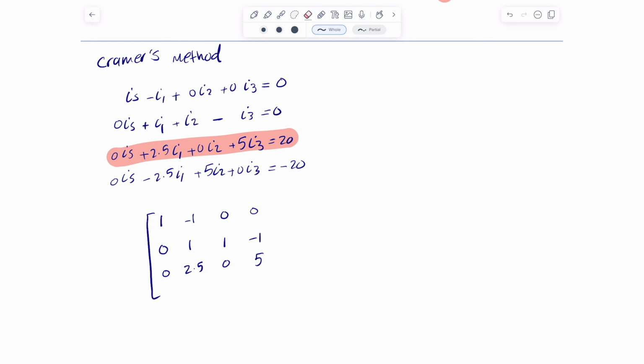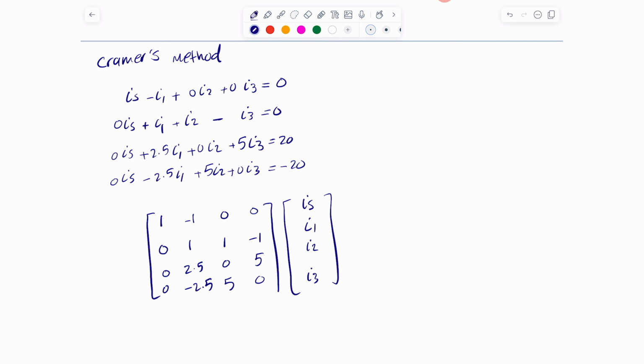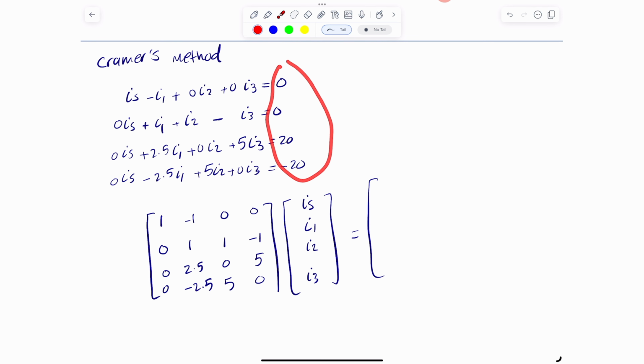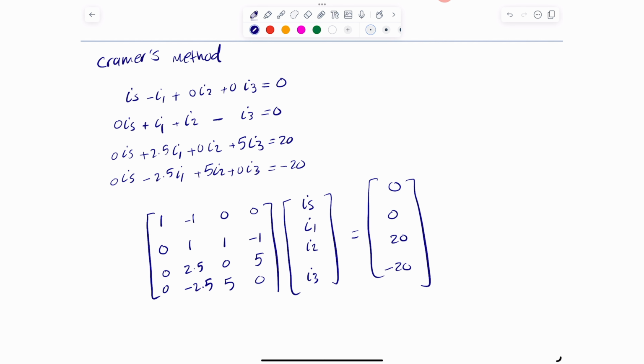And the last one in here, of course, I removed the 20 by mistake. All right, so that will be 0, -2.5, 5, and 0. And it tells me that will be I of S, I1, I2, I3. And that will be equal to the numbers that we have here. And that will be 0, 0, 20, -20. So if you remember your matrix multiplication, you should be able to use matrix multiplication to generate all these equations.